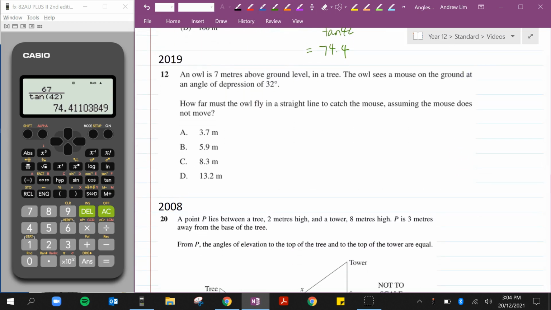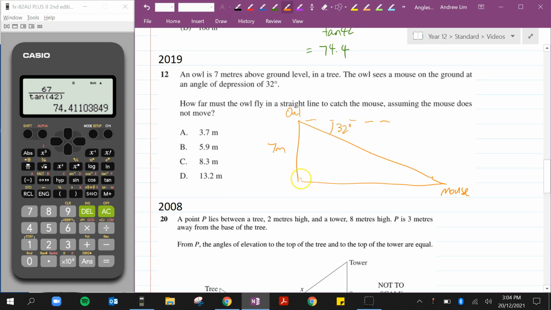Alright, question 12 of the 2019 paper. An owl is 7 meters above ground level in a tree. Let's draw that out, because we don't have a diagram. So we know it's 7 meters above ground level. The owl sees a mouse on the ground at an angle of depression of 32 degrees. So here's my owl, here's my mouse, and the angle of depression, which is outside the triangle, is 32 degrees.